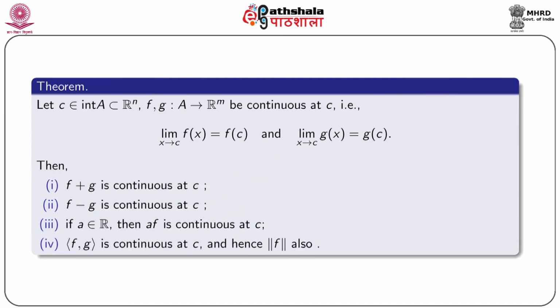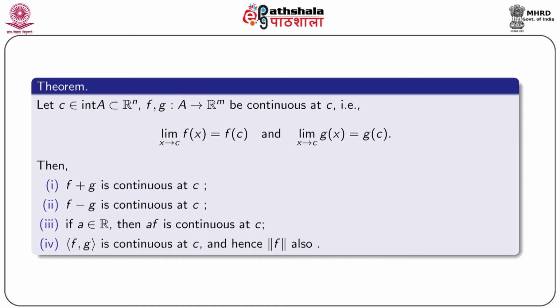Now, some results regarding continuity. Let A be a subset of R^n, C is an interior point of the set A and f, g are two vector fields defined on the set A, which are also continuous at that point C. That is, limit of f(x) as x tends to C equals f(c) and similar result for g also. Then we have their sum f plus g, their difference f minus g, both are continuous at the point C.